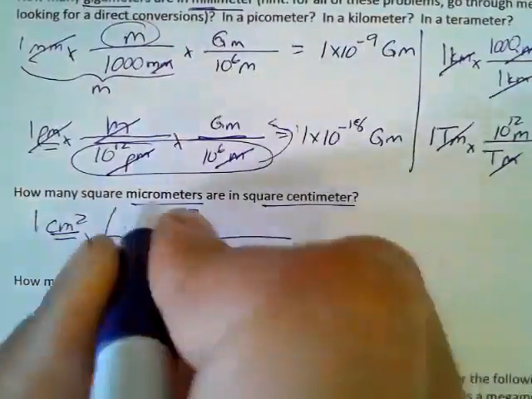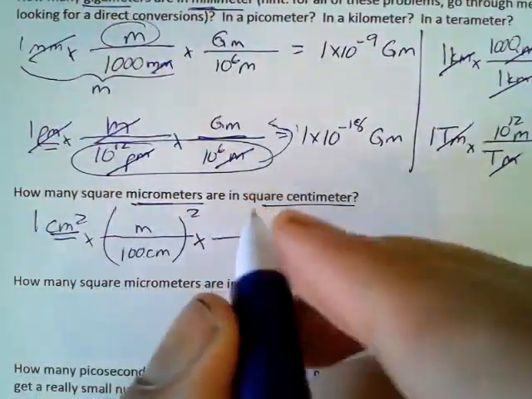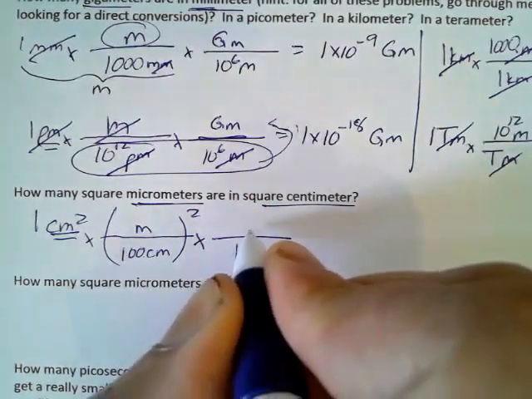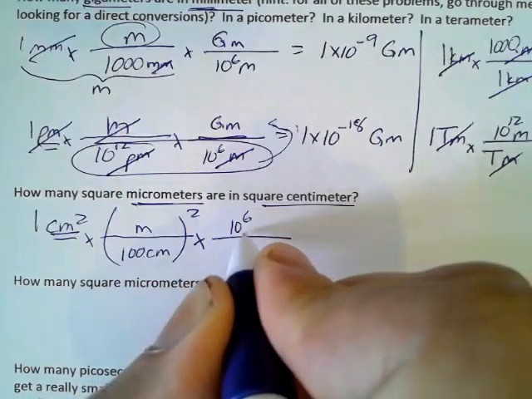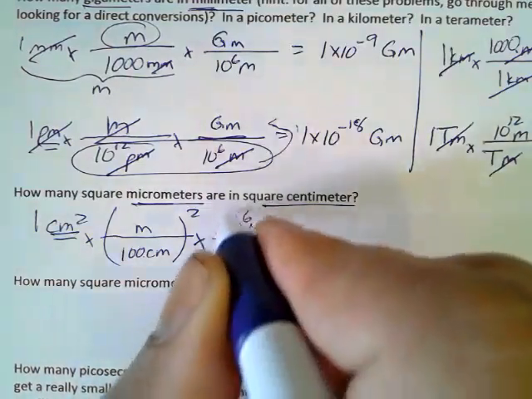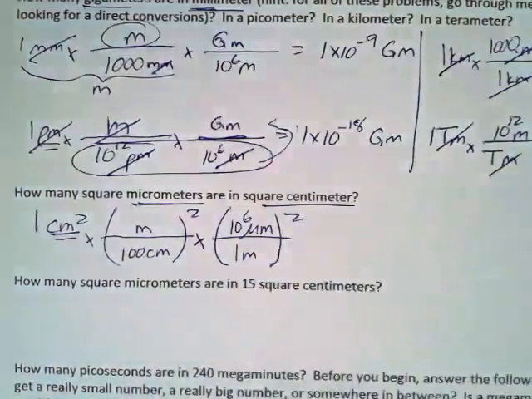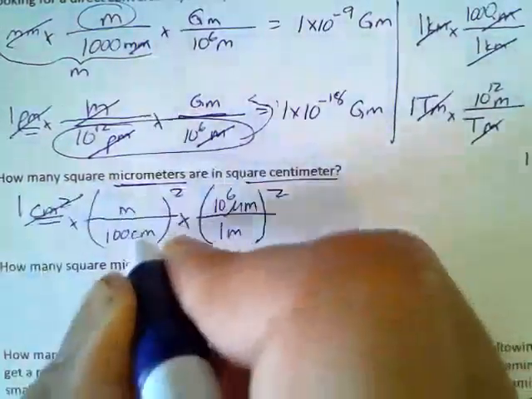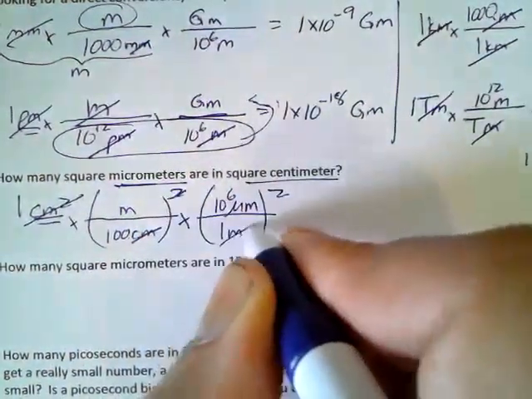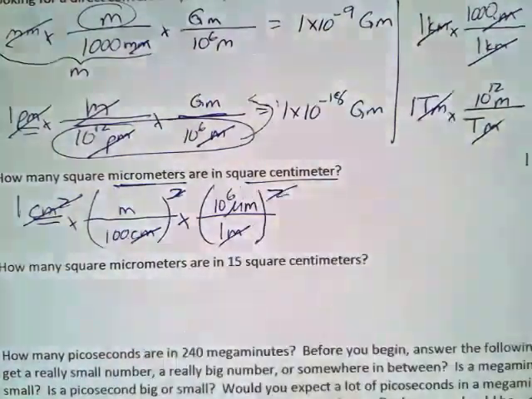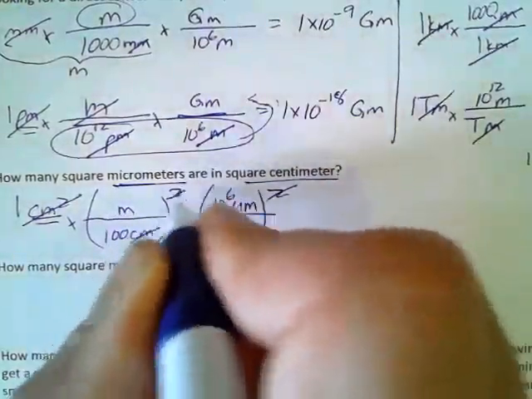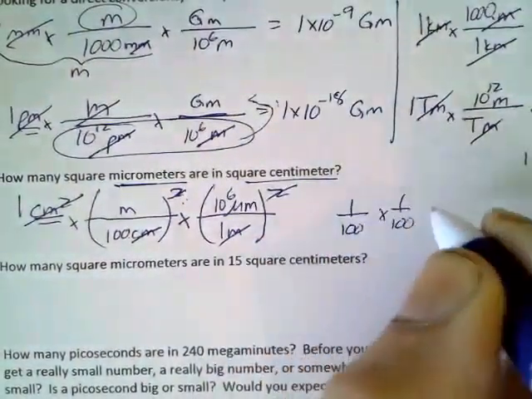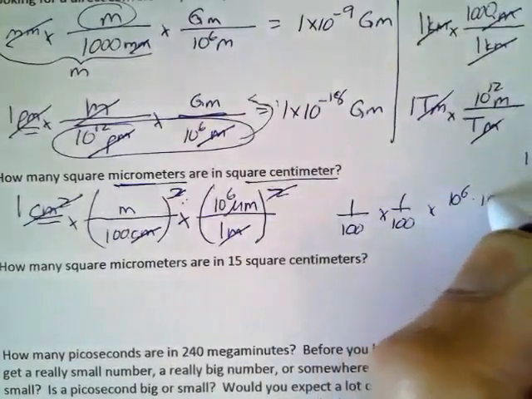And then the next one, we want to get into micrometers. So 1 meter has 10 to the 6th micrometers. And we would square that. And centimeters squared is going to cancel the centimeter squared. Meters squared is going to cancel the meter squared. But now we can't forget to square the terms. So here we really have 1 over 100 times 1 over 100 times 10 to the 6th times 10 to the 6th.